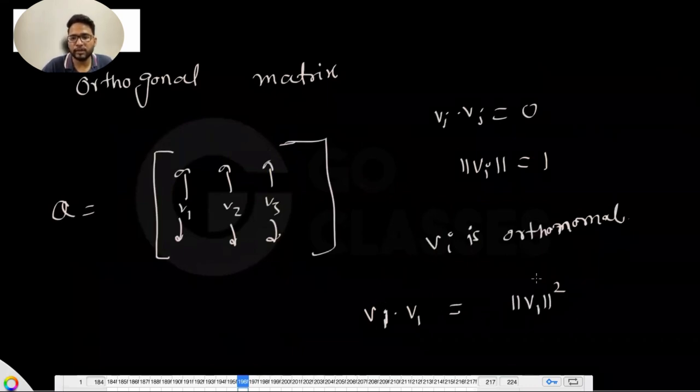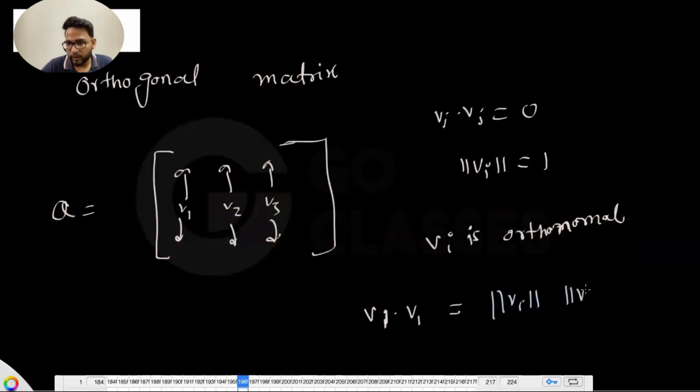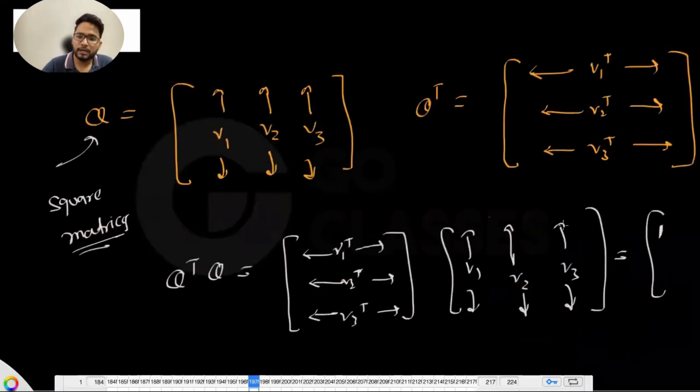Basically, b1 dot b1, going with the formula a dot b cos theta, is the length of b1 into the length of b1 into cos 0, which is just 1. So it is the length of b1 square. And the length of b1 square is 1 if b1 is a unit vector. So here you will have 1, because these are orthonormal vectors. That is why you have 1.